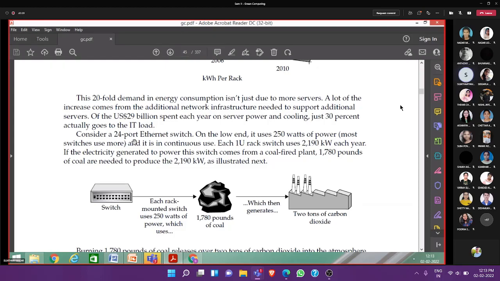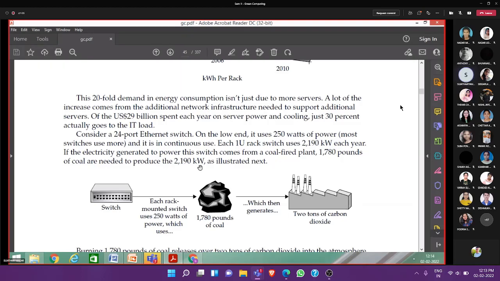Consider a 24 port Ethernet switch. We have here 24 connectivity it can have. On the low end, it uses 250 watts of power. Okay. And it is in continuous use. Each 1 unit rack switch uses 2190 kilowatt hours each year. If the electricity generated to power this switch comes from a coal-fired plant, 1780 pounds of coal are needed to produce these many kilowatts.